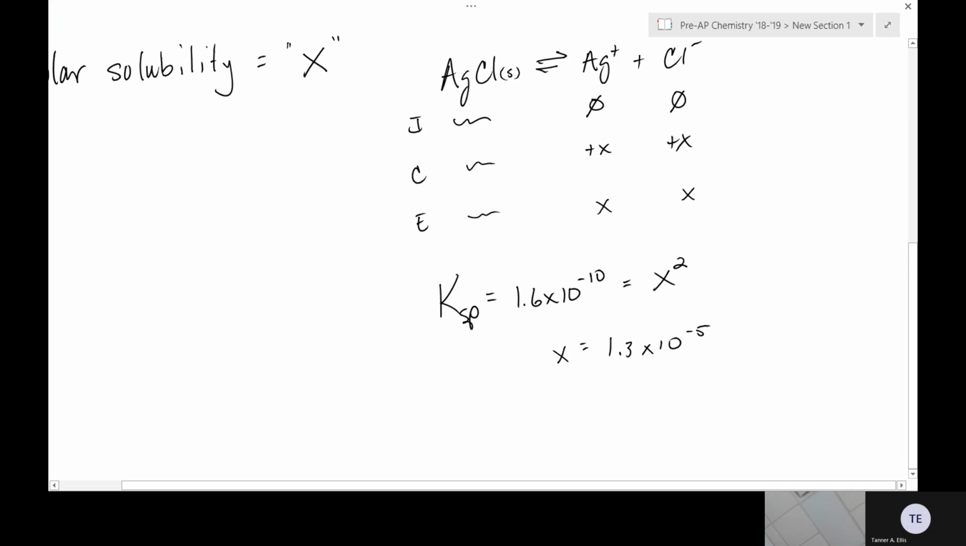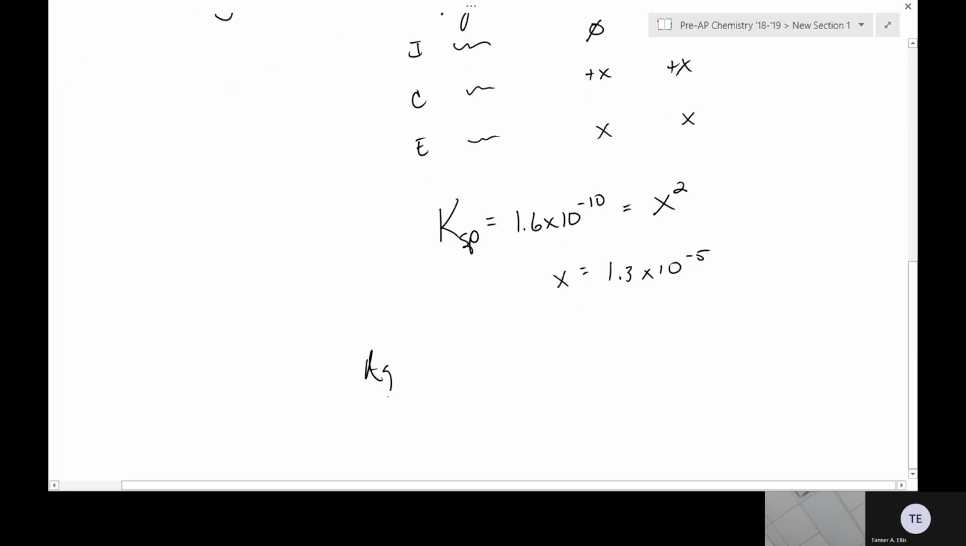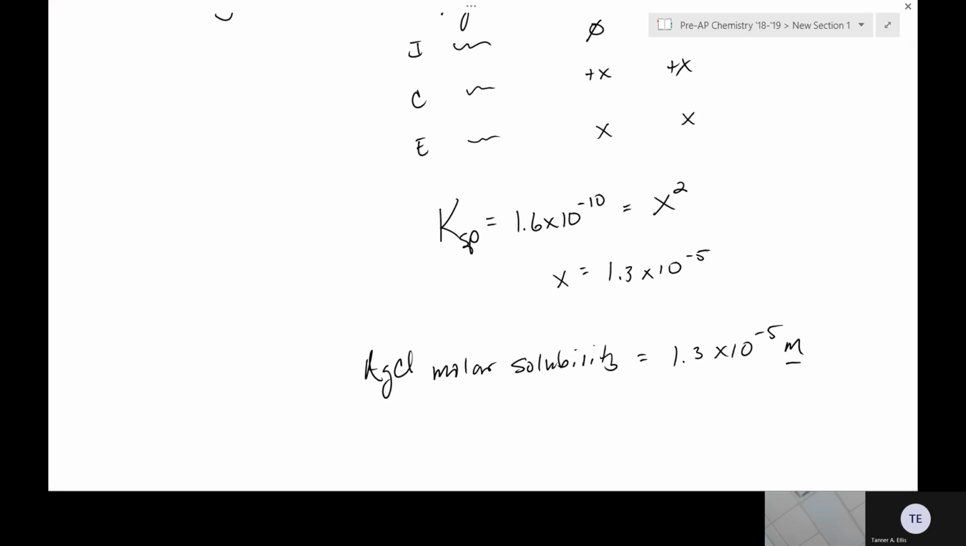Okay. Here's what we found. We found two things. First thing we found is that the molar solubility of silver chloride is that. Everybody good?